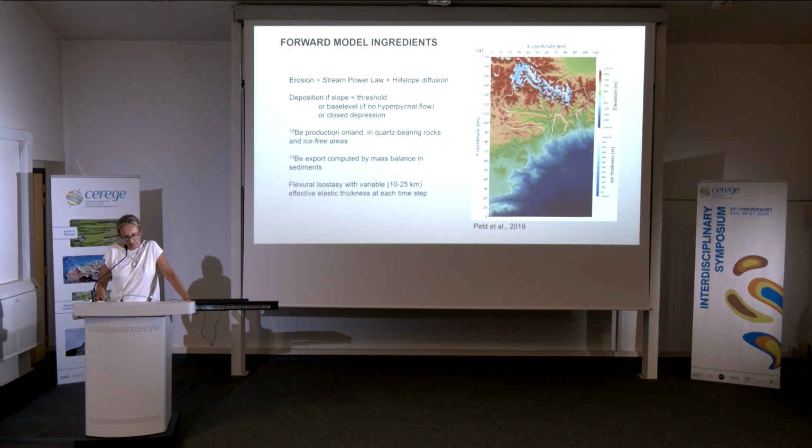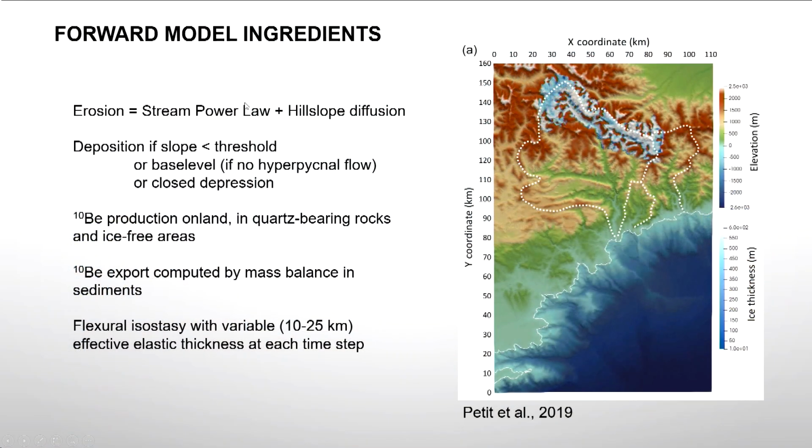So how does it work? The ingredients of the forward model are the stream power law, which describes river incision, and a diffusion law, which describes hillslope processes, so rockfalls, hillslope creep, and so on. Everything is described by a diffusion law. And there are also conditions that control deposition of the sediments on land or at sea. So they can be deposited if the slope is lower than a given threshold. They can be deposited around the base level in a delta or in closed depressions, for instance.